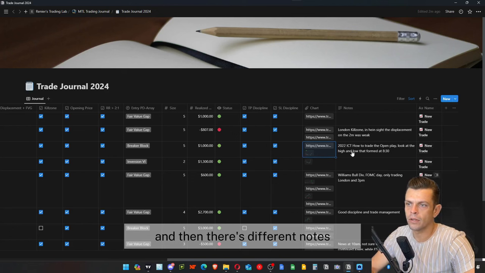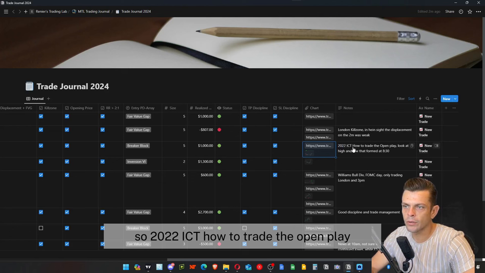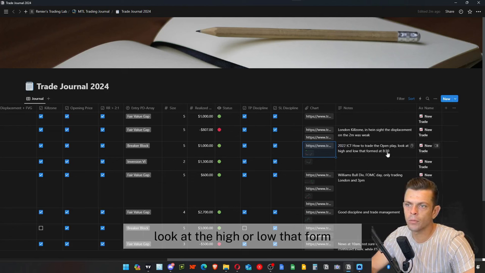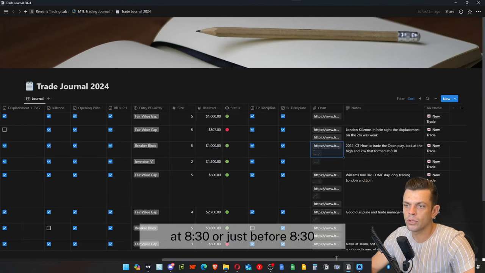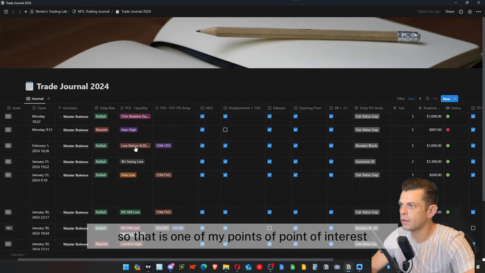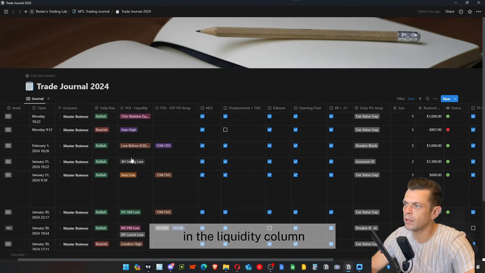And then there's different notes. So 2022 ICT, how to trade the open play, look at the high and low that formed at 8:30 or just before 8:30. So that is one of my points of interest in the liquidity column.